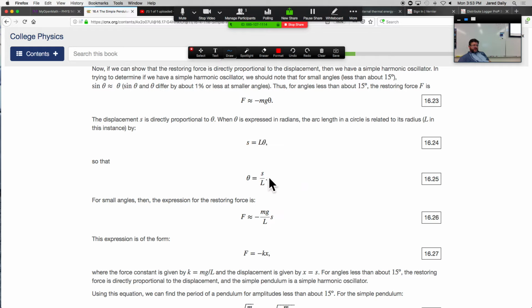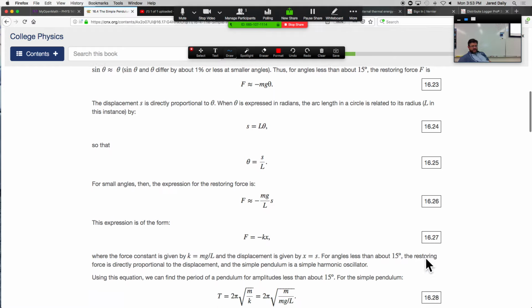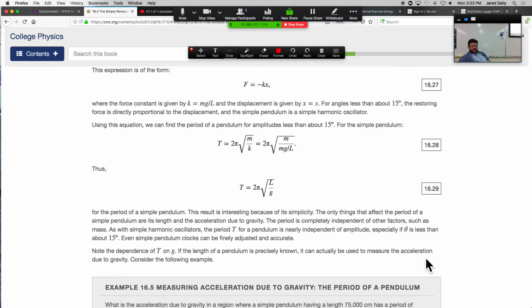And if you solve that here for theta and then plug it into this equation, you get this equation. Force equals negative mg times S over the distance from the center of the circle to the outside of the circle. In the end, you get this equation here.